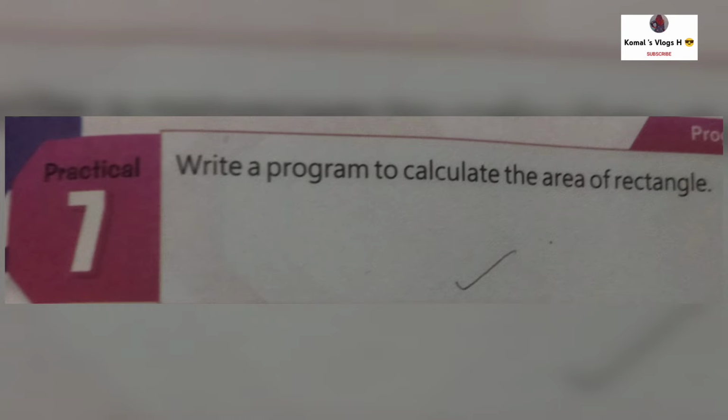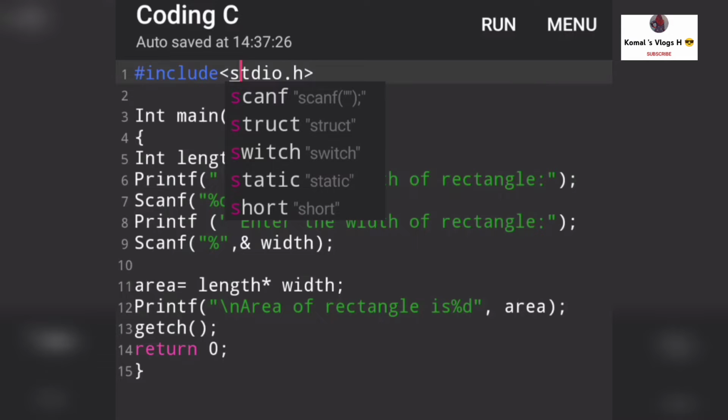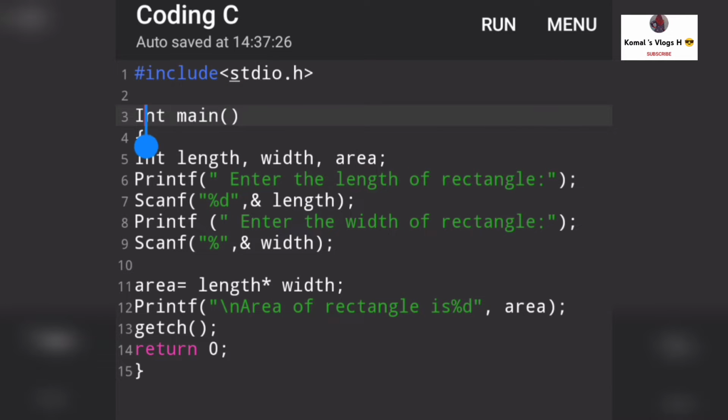Let's move to the next practical, that is: write a program to calculate the area of a rectangle. As we all know, in a rectangle all four sides are not equal; two are parallel to each other and the other two are parallel to each other. So I have started the program, and I am writing it in an offline C compiler on a mobile phone. Here I have defined the three variables, integer type data: length, width and area, because the formula to calculate the area of a rectangle is length into width. And I have initialized the variables length and width.